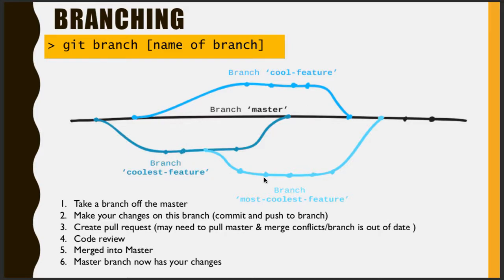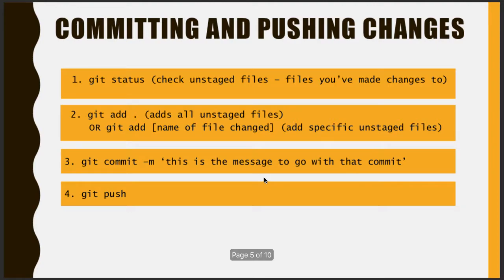So if we cover now committing and pushing, this is what I like to call the holy grail of using Git. These are the commands that you're mostly going to be using on a day-to-day basis. So git status checks unstaged files, or the files that you've made changes to. Git add, and what you do next depends on what you're adding. So git add dot adds all the unstaged files, and then git add with the name of the file adds the specific file that you've specified.